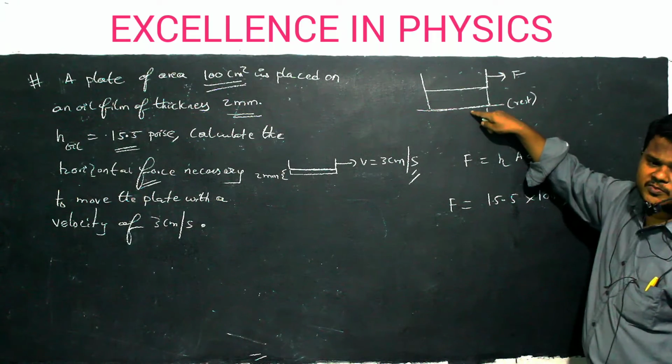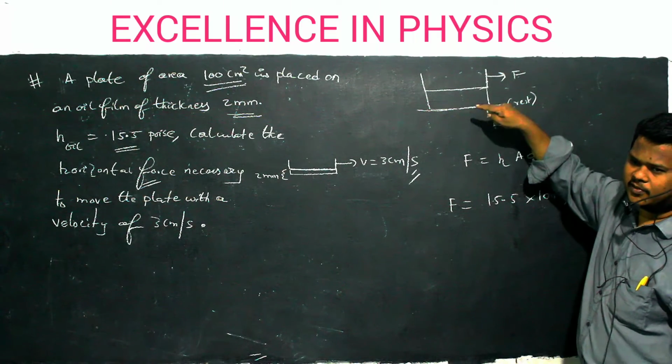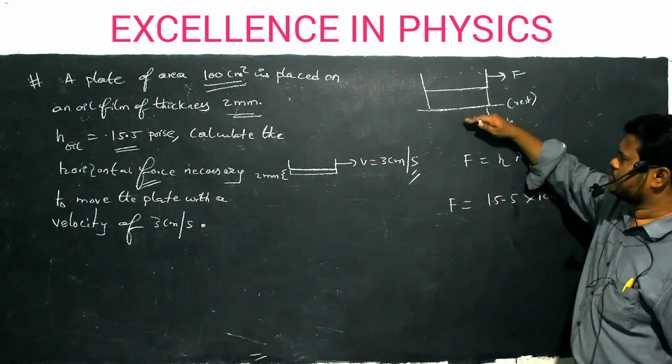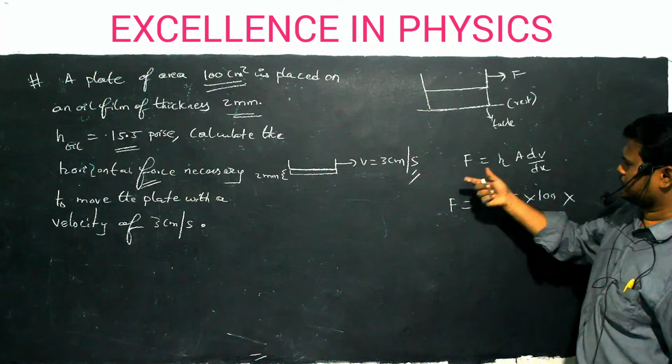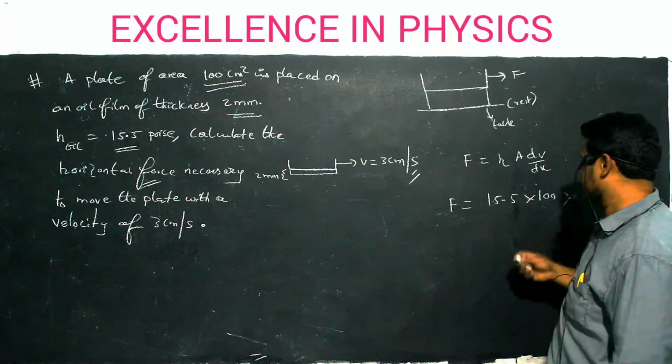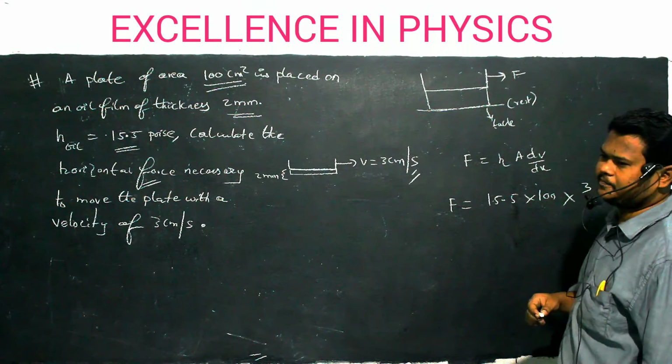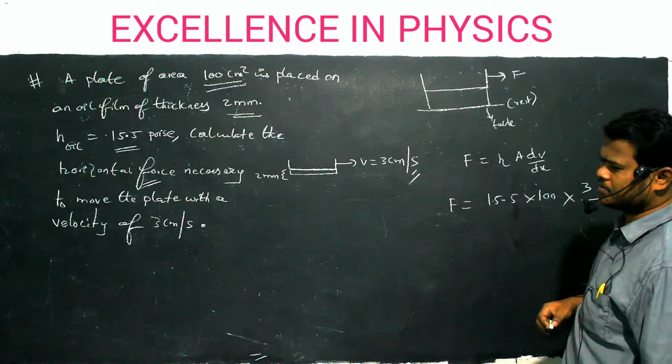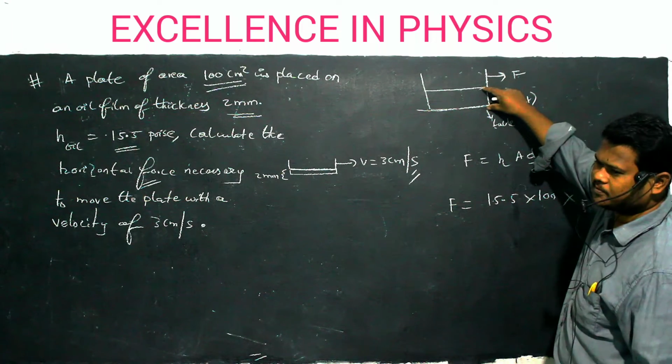Bottom layer will be in rest position, no? For any liquid, bottom layer will be in rest position. Topmost layer will have a velocity of 3 centimeters per second. So dV value is 3. dx value is how much? What is the thickness of the oil film?